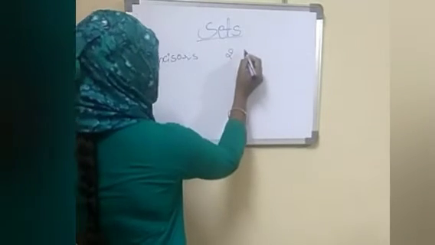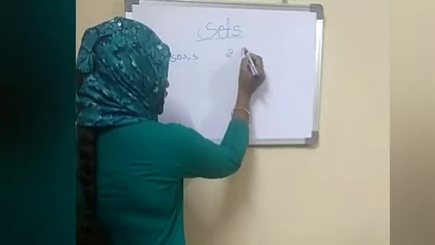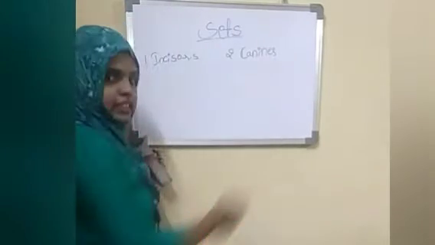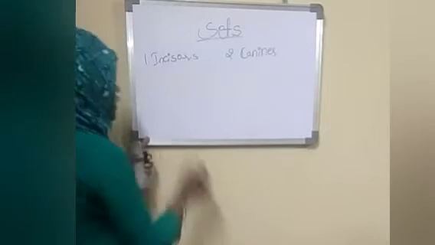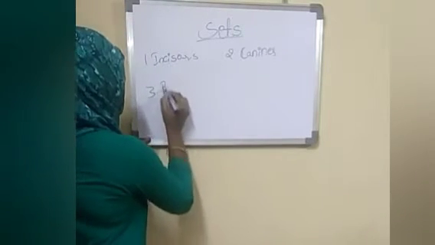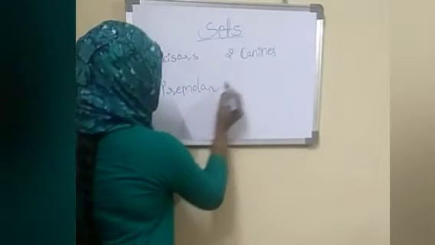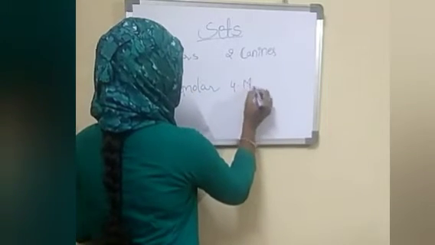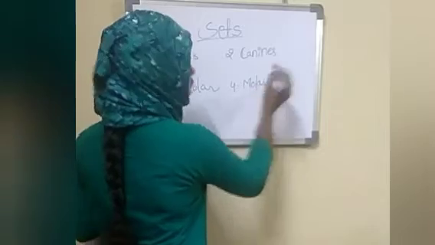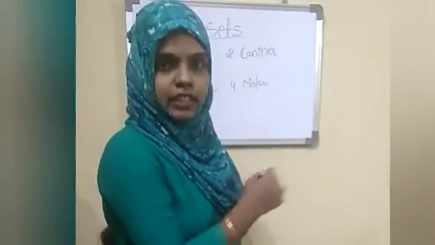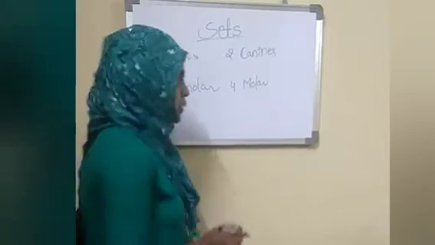The second one is canines, and the third one is premolar. And the fourth one is molar. Depending upon the functions of the teeth, teeth are divided into 4 types.